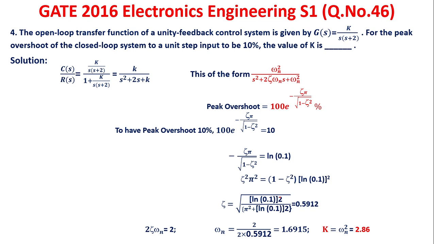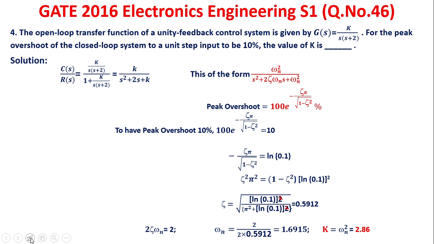So this should be taken as ln square, not this one. Here also this is squared. So ln of 0.1 squared by pi square plus ln of 0.1 squared gives 0.5912. So zeta equal to 0.5912.